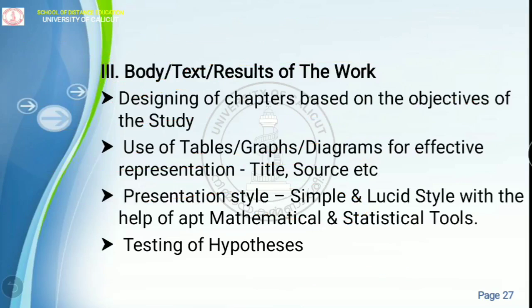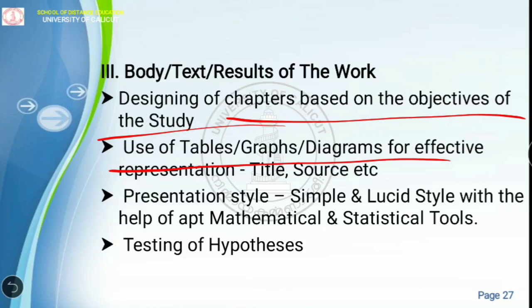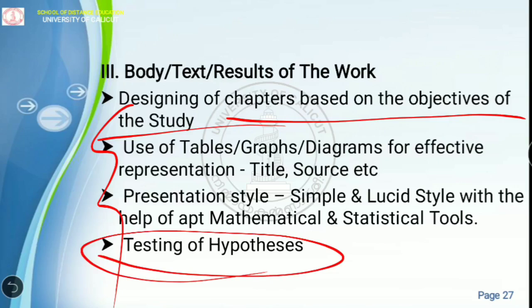And the body or main text is the designing of the chapters based on the objectives of the study, and it includes the use of tables, graphs, and diagrams. These will be represented based on the collected data, and below that there will be an interpretation of the data. The presentation style also should be good. Then in the body we will show the hypothesis tested and its result, whether it is accepted or not.